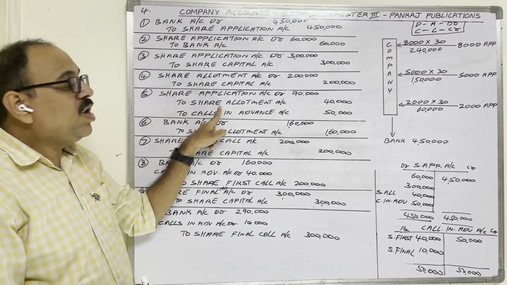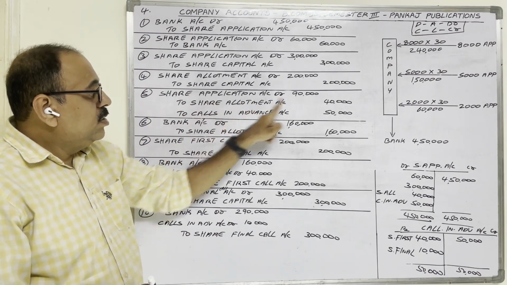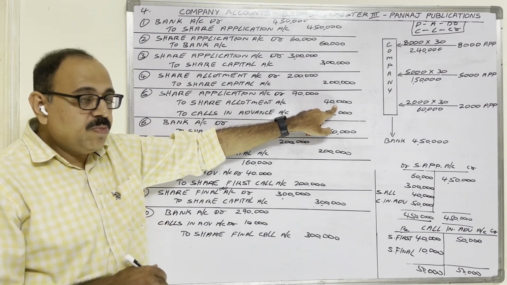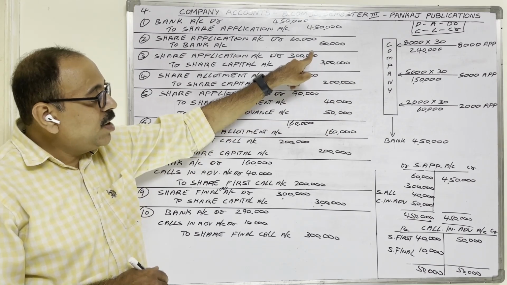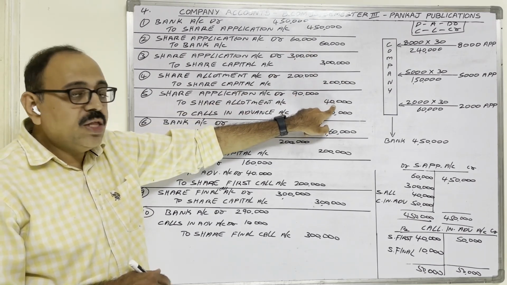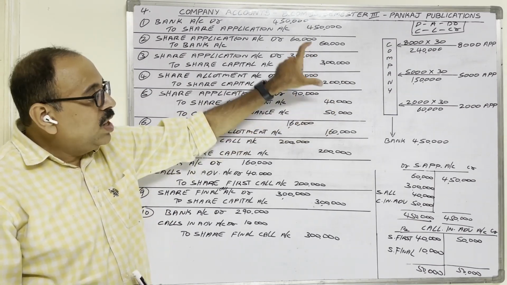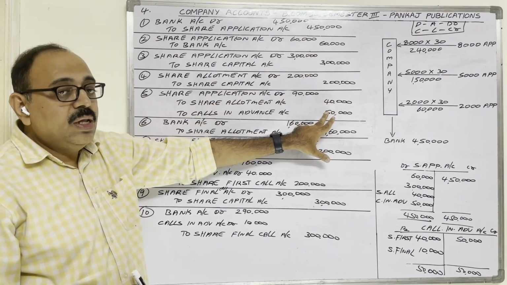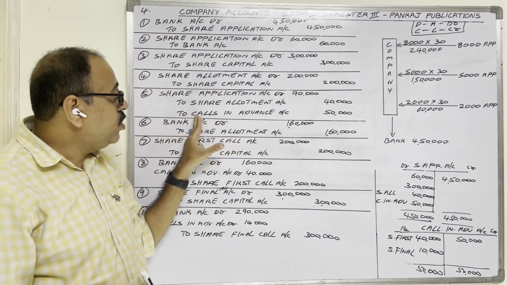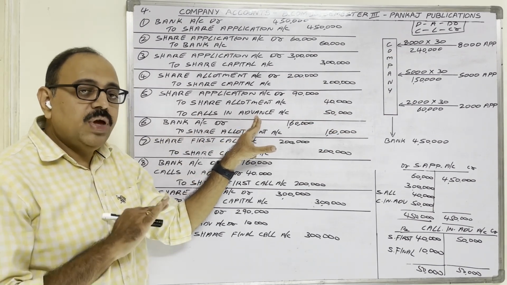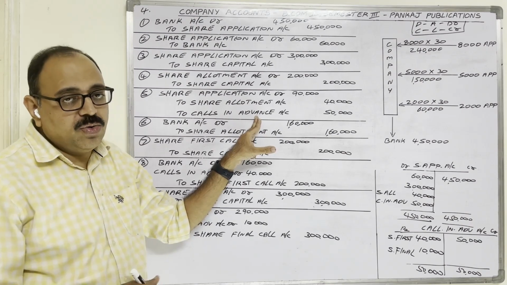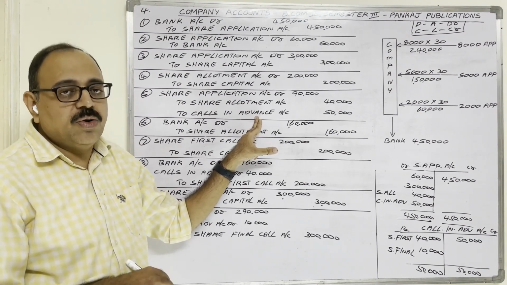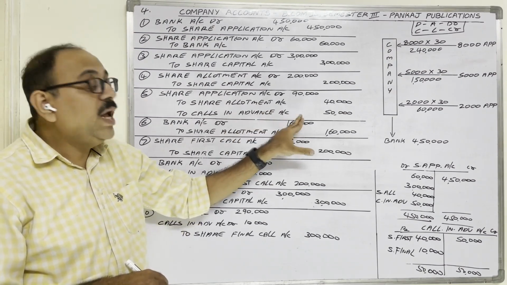In the fifth entry, what we did: share allotment to second category applicants, they have to pay 40,000 on share allotment now. From this extra amount of 90,000, this 40,000 we have adjusted. Now the remaining amount in share application account is 50,000. That 50,000 we have transferred to calls in advance account and we have closed share application account. Now that extra amount is not in share application account. It is in calls in advance account.